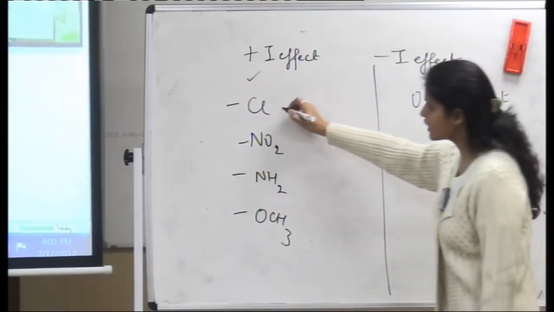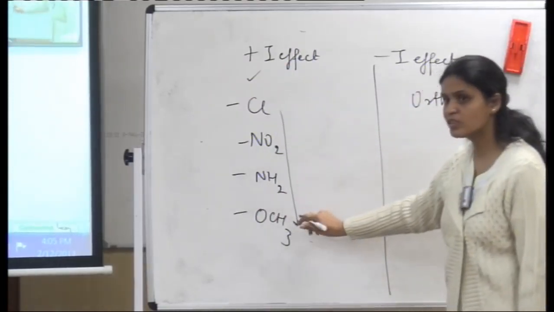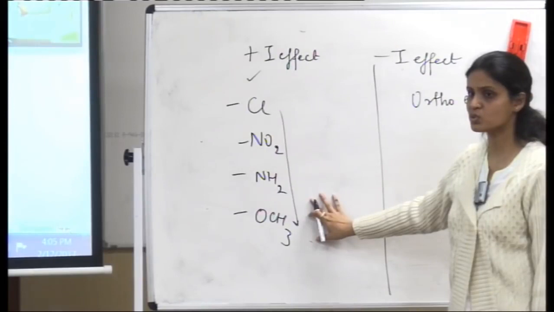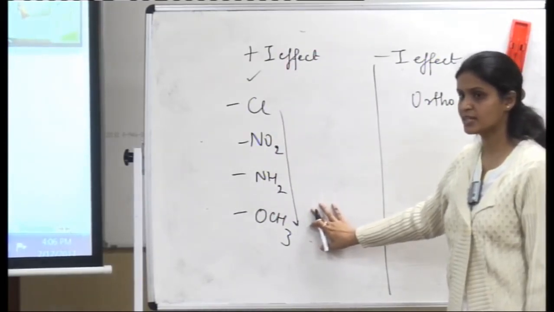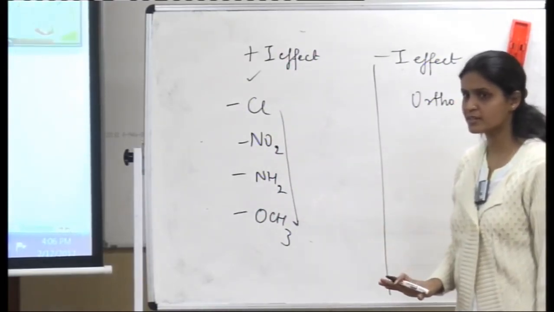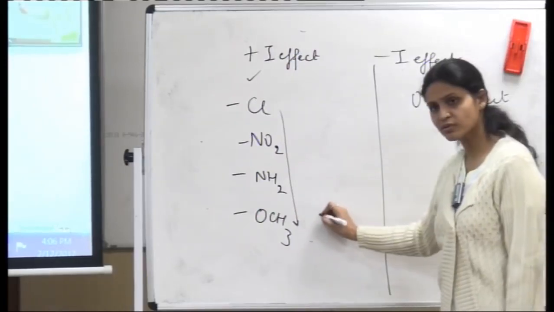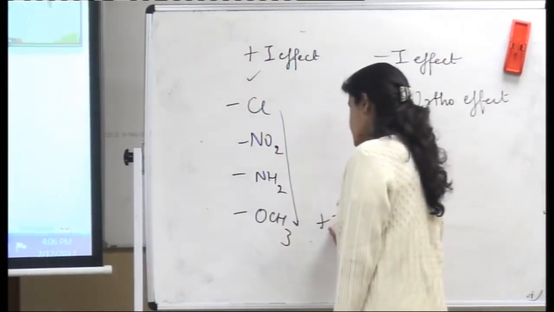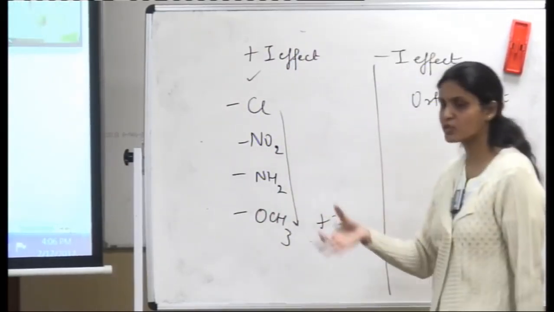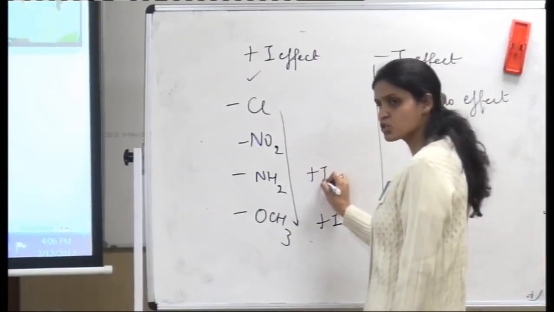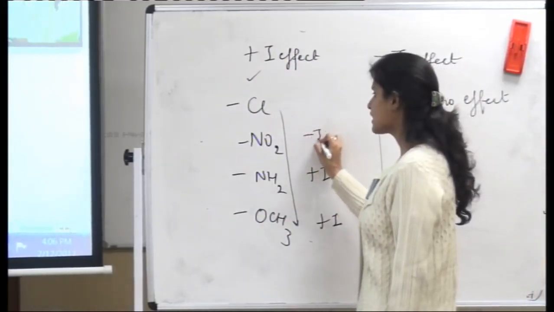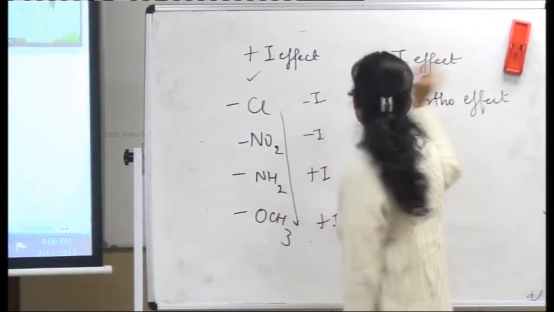First you should classify out of these which one of the following shows plus I effect and which one shows minus I effect. You already know inductive effect. OCH3 will show plus I effect. Electron donating group, again it will also show plus I, minus I and minus I, right?